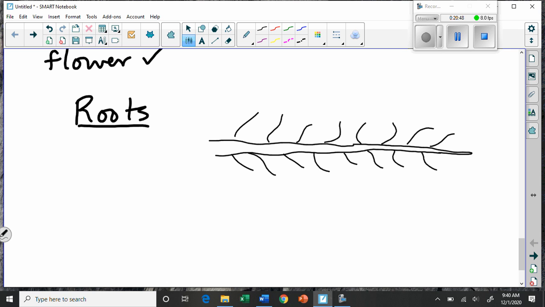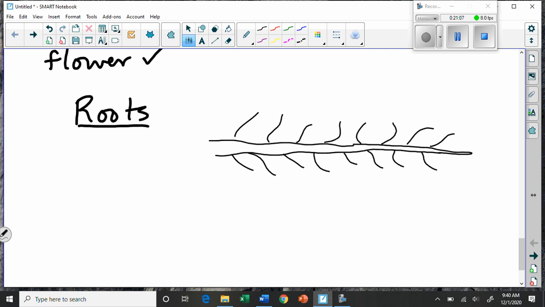And these root hairs help increase the surface area. Do you remember the villi of the intestine? The tiny finger-like projections. Those increase the surface area for absorption, and this also increases the surface area. It's a totally different thing, but it's the same idea. It's absorbing stuff from the ground, and so the root hairs allow for a greater surface area.